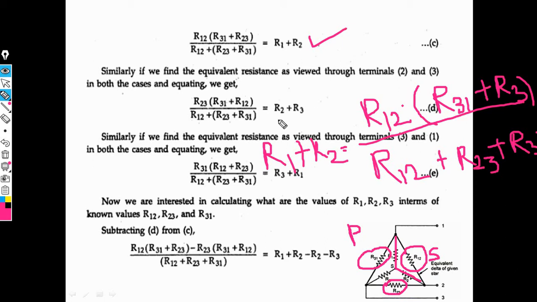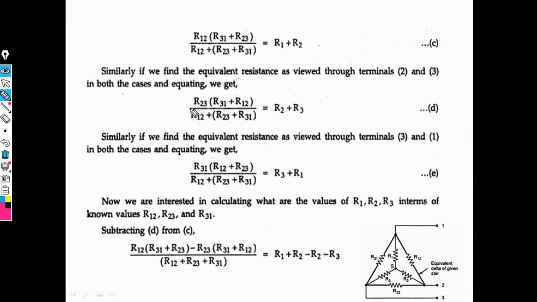Similarly for R2 plus R3, follow the same procedure. R2 plus R3, that is R23, is connected in series, so we take a dot. Then R31 and R12 are connected in parallel, so we take R31 plus R12. This is the parallel parameter, and this is the series parameter.